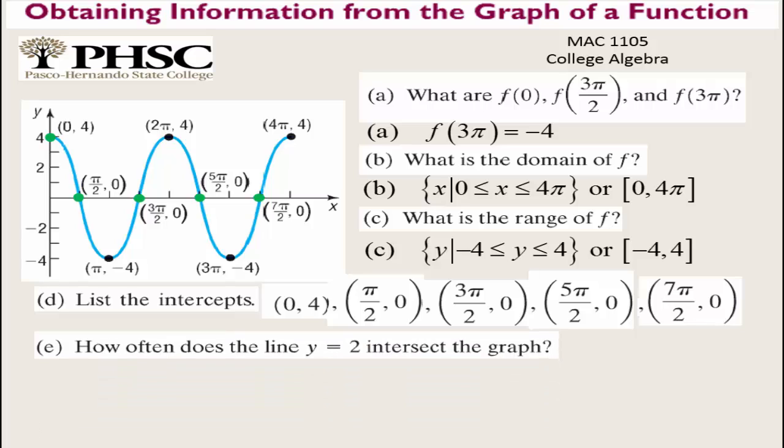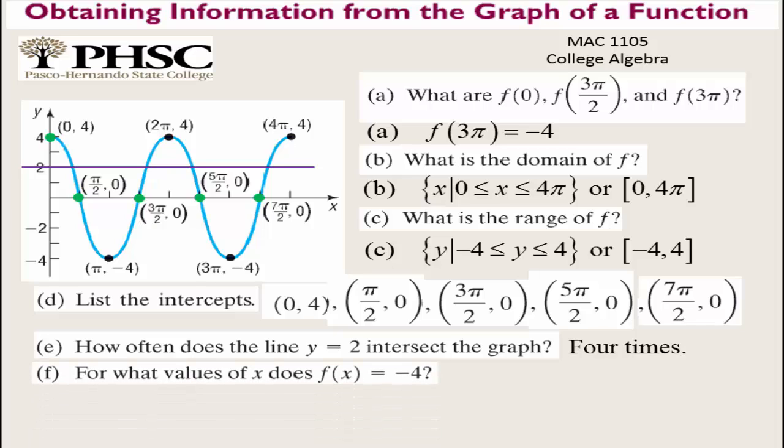Now, how often does the line y equals 2 intersect the graph? Here's the graph of the line y equals 2, and we can see that it intersects the graph 4 times. For what values of x does f of x equal -4? Looking at the graph, we can see that there are two values, and those two values are pi and 3 pi.